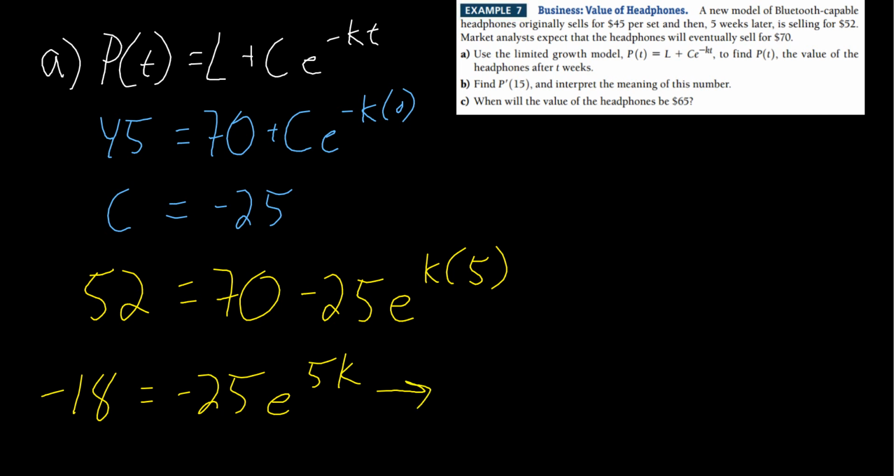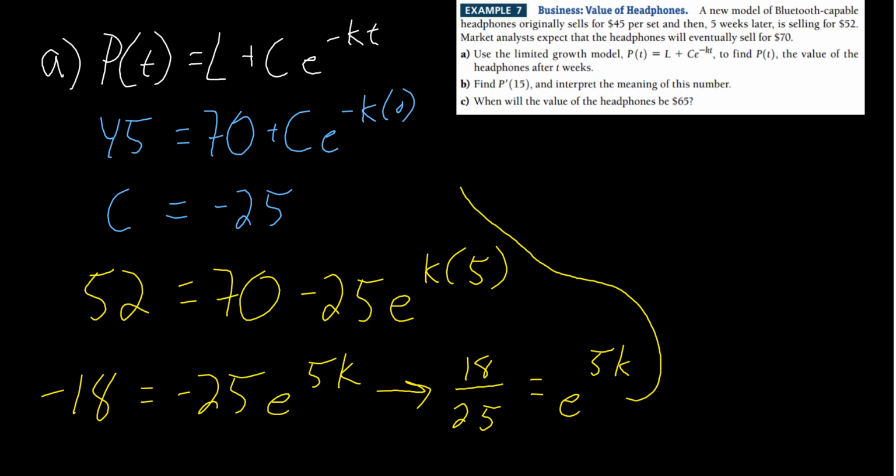And if we divide both sides by negative 25, we end up with 18 over 25, and that's equal to e to the 5k. We're going to take the natural log of both sides, and we'll have the natural log of 18 over 25 is equal to, we know that the natural log of e to the 5k is just simply 5k.